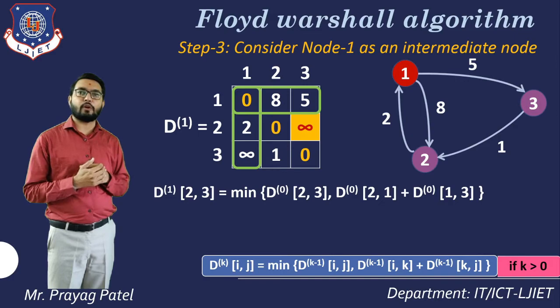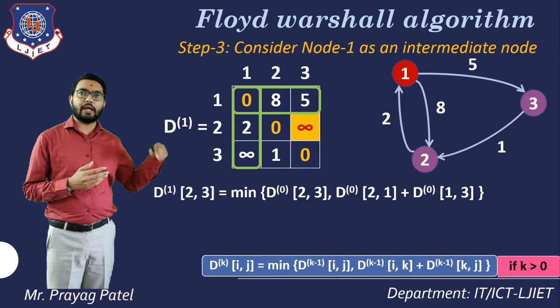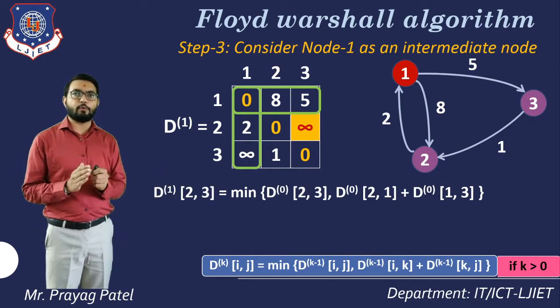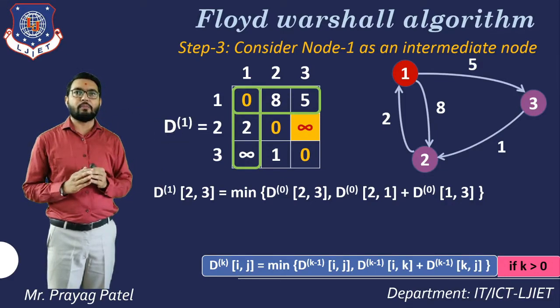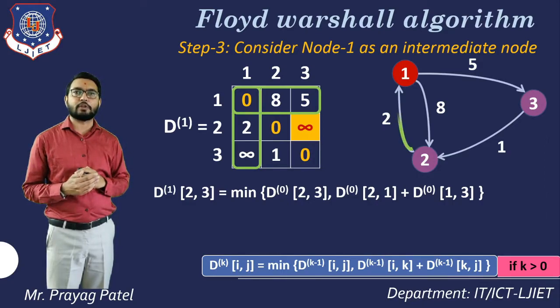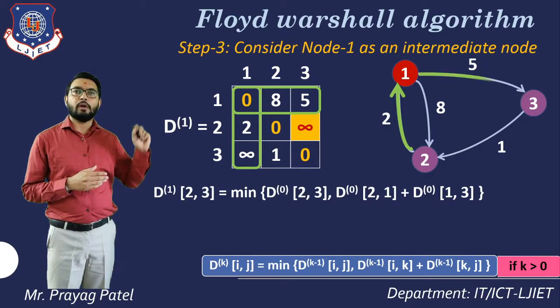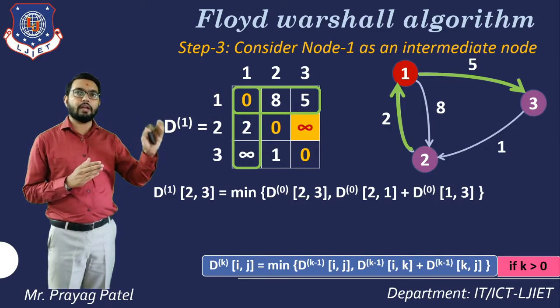The second part of the formula is d0 2 1, because we consider i to k with k equal to 1, so 2 to 1, plus d0 1 3, because we consider k to j with k equal to 1 and j equal to 3. It means you want to find the path from node number 2 to node number 3 and consider node number 1 as an intermediate. Then this path is possible. First you move from 2 to 1, then you move from 1 to 3. So consider the green shaded line as your path, 2 to 1 and 1 to 3.